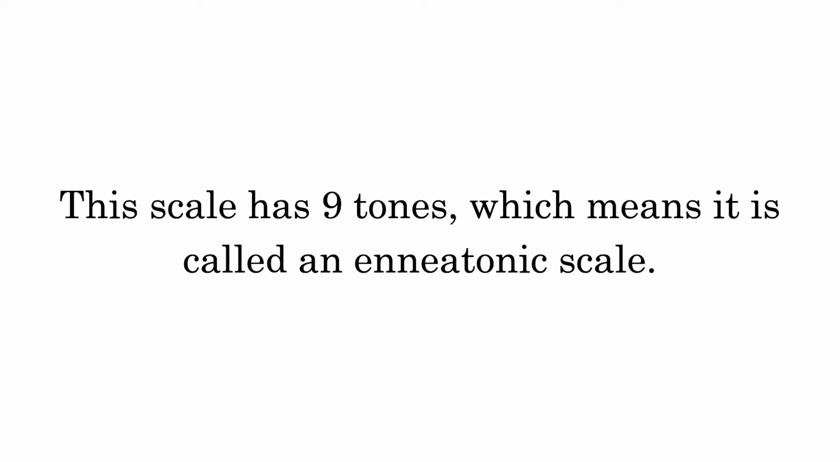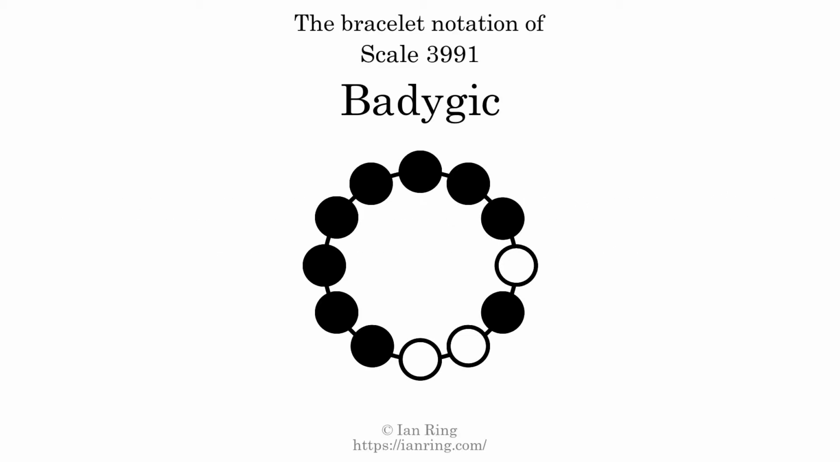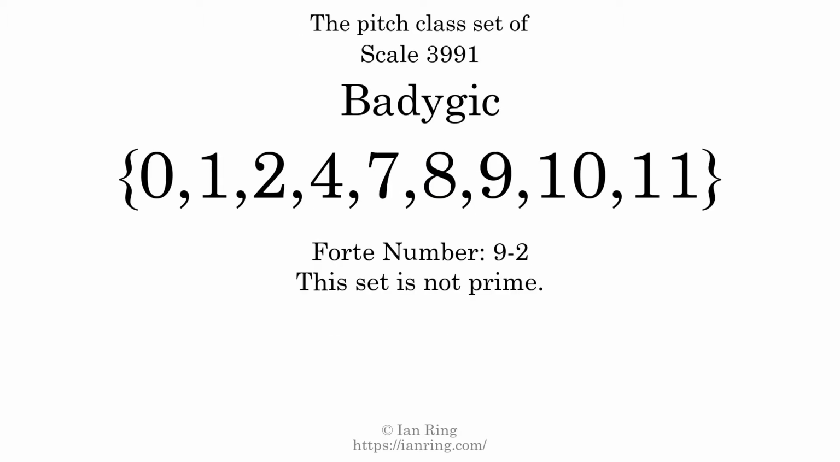This scale has 9 tones, which means it is called an enneatonic scale. This is a bracelet notation diagram of scale 3991. The shaded circles represent tones that appear in the scale, and they are read clockwise, starting at the top. The pitch class set for this scale is 0, 1, 2, 4, 7, 8, 9, 10, 11.